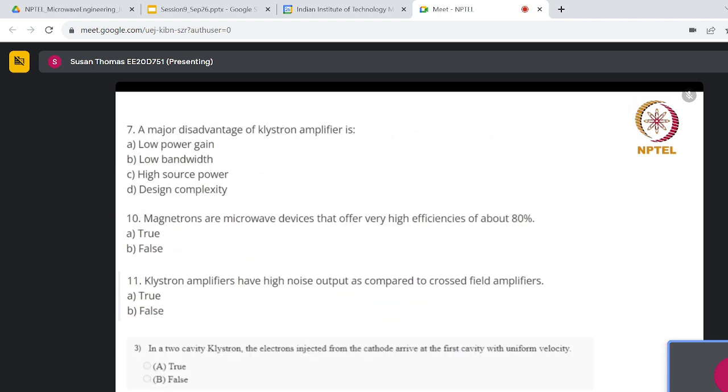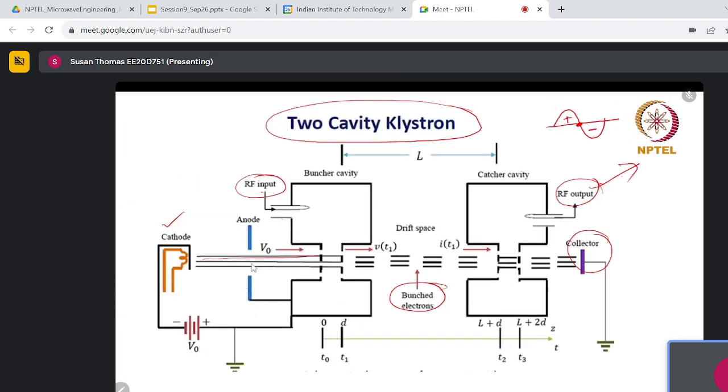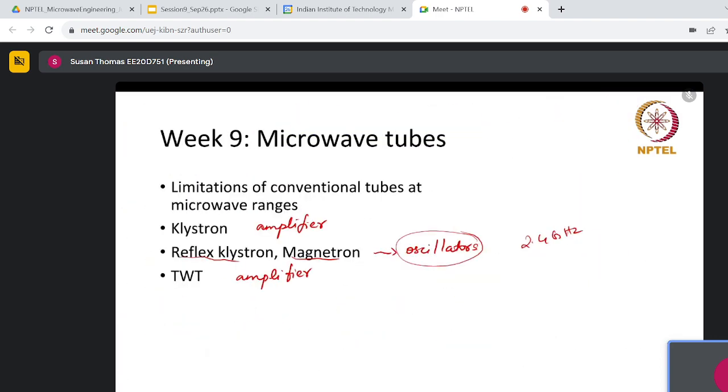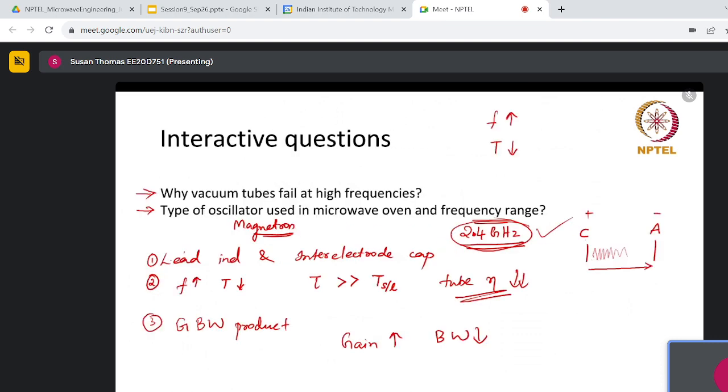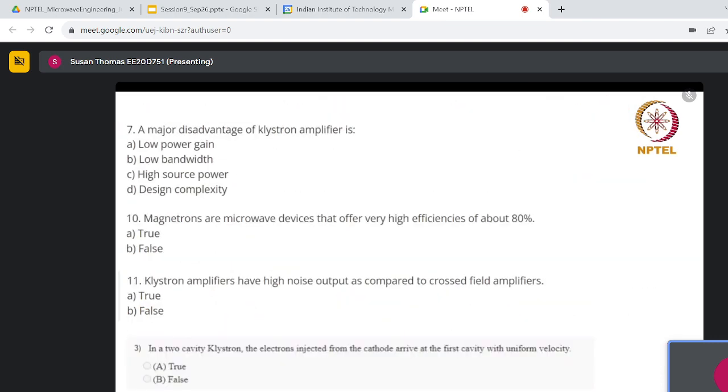Okay, now let's move on to the next question. The major disadvantage of a klystron amplifier. Let me again quickly look at what amplifiers we have. We have klystron and TWT. So what is the disadvantage of klystron, or what is the benefit of TWT? It could be the same. The question is the same. What is the major disadvantage of the klystron amplifier?